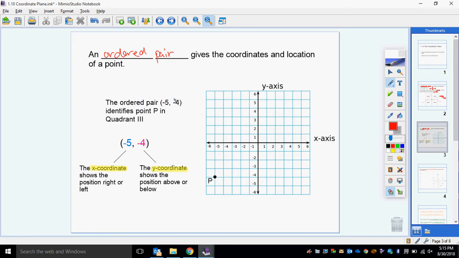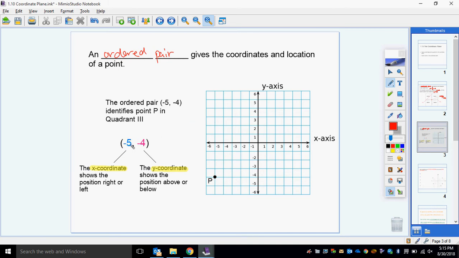So for instance, if we have the ordered pair -5, -4, and it identifies this point P. Point P is in which quadrant? 1, 2, 3. It's in quadrant 3. We count counterclockwise. So P is in quadrant 3.